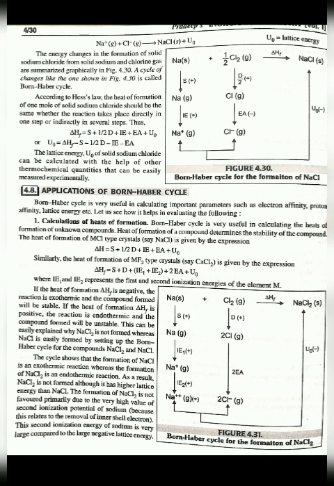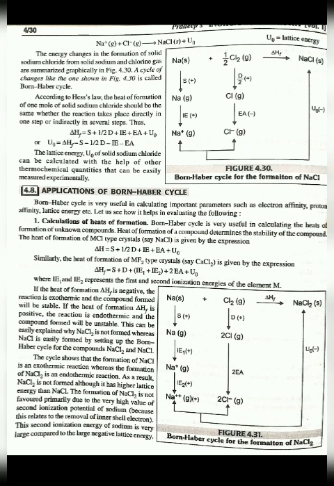The energy changes in the formation of solid sodium chloride from solid sodium and chlorine gas are summarized graphically in figure 4.30. A cycle of changes like the one shown in figure 4.30 is called the Born-Haber cycle. According to Hess's law, the heat of formation of 1 mole of sodium chloride should be the same whether the reaction takes place directly in one step or indirectly in several steps.